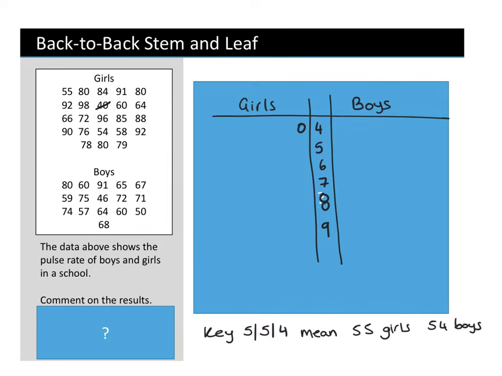So we're going to have 50 what? 4? 55, 58. So 4, 5, 8. 60, 0, 4, 6. Okay. Then we're going to have 70, 2, 6, 8, 9. Then we're going to have 80, 0, 0, 0, 4, 5, 8. Then we're going to have 90, 0, 1, 2, 6.